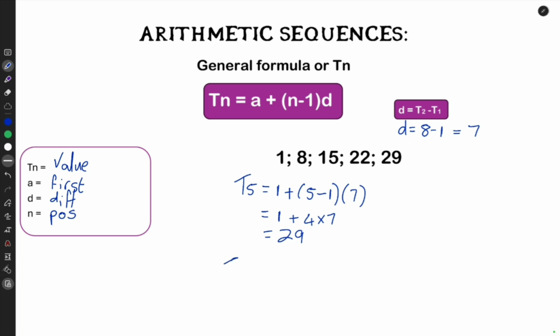So what I'm going to say there then is Tn equals 1 plus, I'm going to keep the n there because they didn't ask me for a specific term. They just asked me for the nth term of this sequence. So I can fill in A and I can fill in D, and when I look at it, it's going to be 1 plus 7n minus 7, and therefore the nth term of this sequence is 7n minus 6.